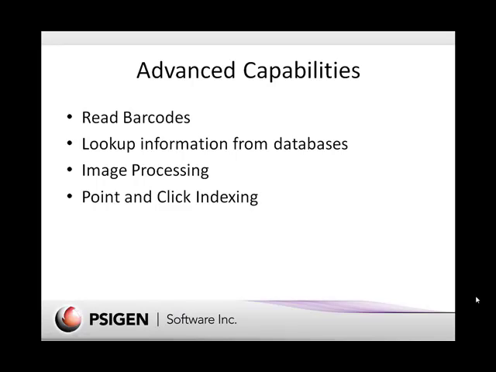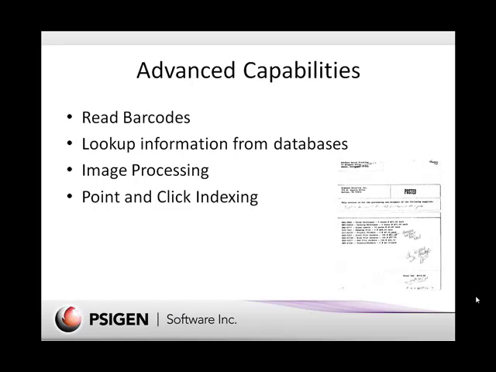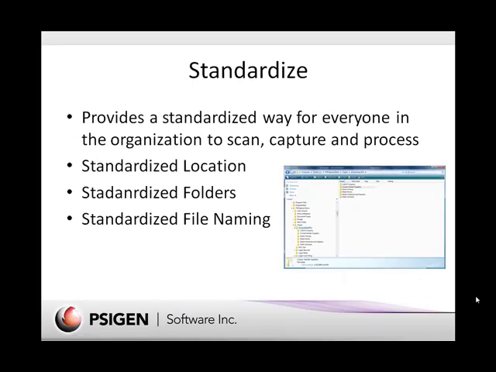From an advanced capabilities perspective, SciCapture provides the ability to read barcodes, look up information in databases, and provide image processing capabilities. As shown here, you can clean up documents, deskew them, despeckle them, get rid of any marks on the doc, and it also provides point-and-click indexing. From a standardization perspective, it provides a standardized way for everyone in the organization to scan, capture, and process. One location, standardized folder structure, and a standardized file naming scheme.